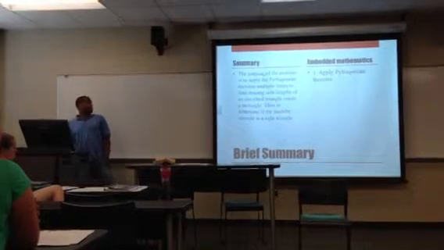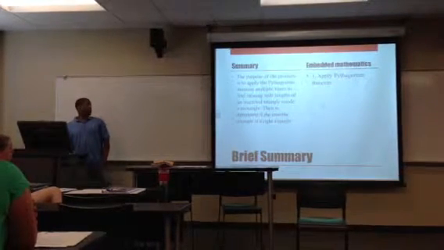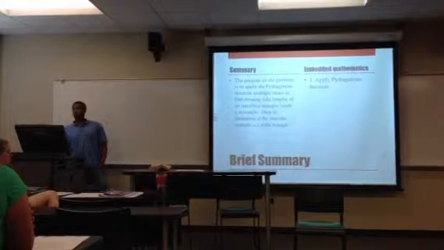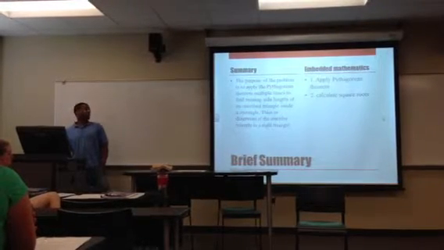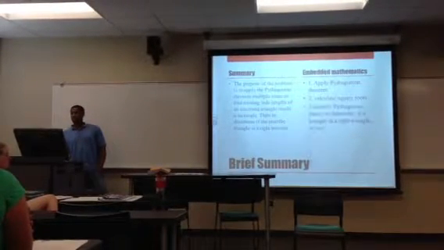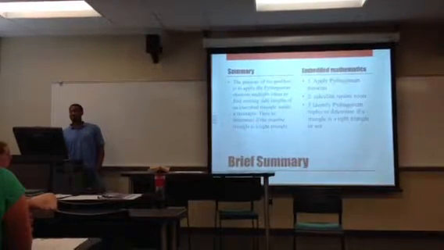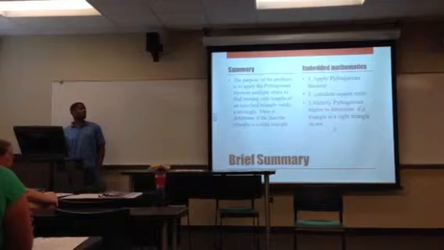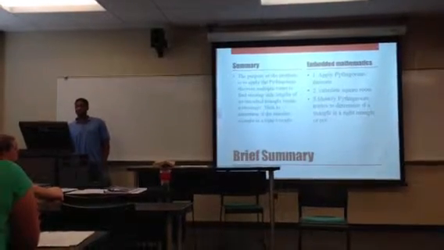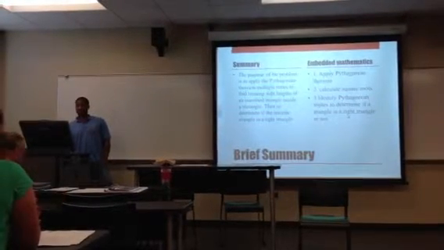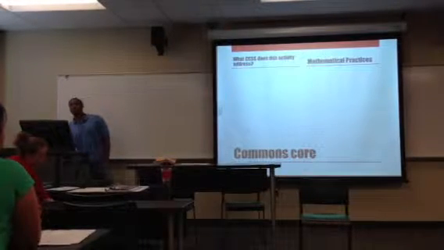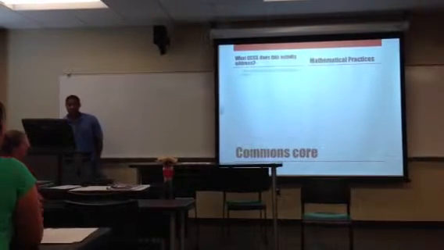The embedded mathematics in this problem. One, you had to know how to apply the Pythagorean theorem. That was huge. You have to be able to calculate square roots. And you would have to be able to identify Pythagorean triples to determine if a triangle is a right triangle or not. So has everybody got a brief idea of the content?